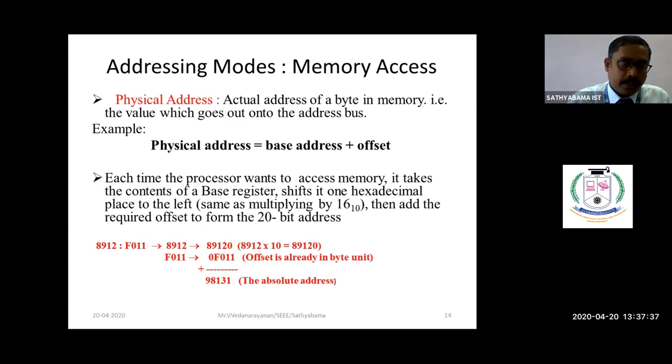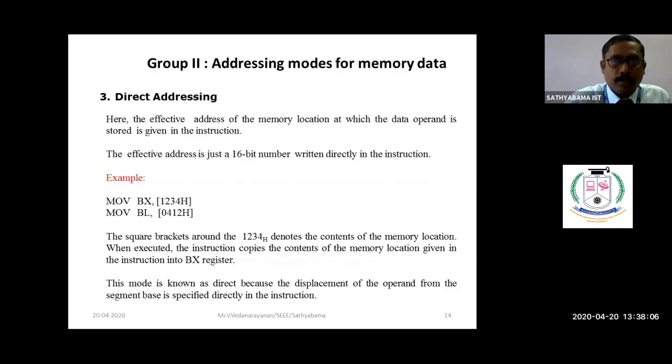I cannot directly take this 8912. Since it is a 16-bit processor, this segment has to be rotated left by a digit, that is equivalent to multiplying it by 16. So you add 89120 plus F011. The answer will be 98131. This is known as the absolute address, or the physical address, or the effective address. This is for the base index addressing mode.